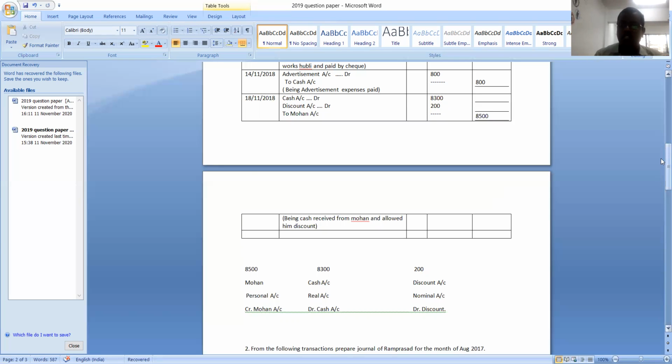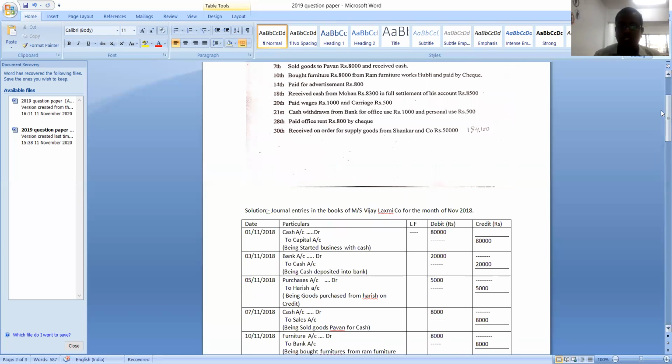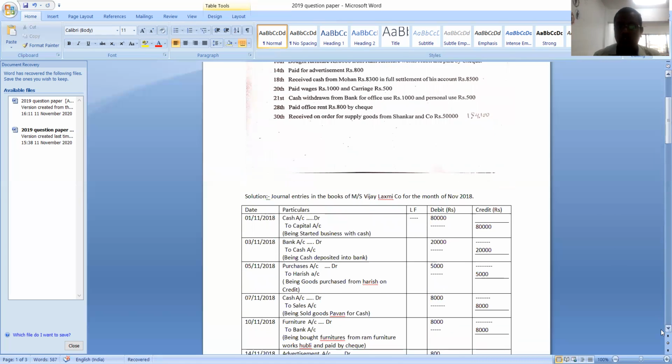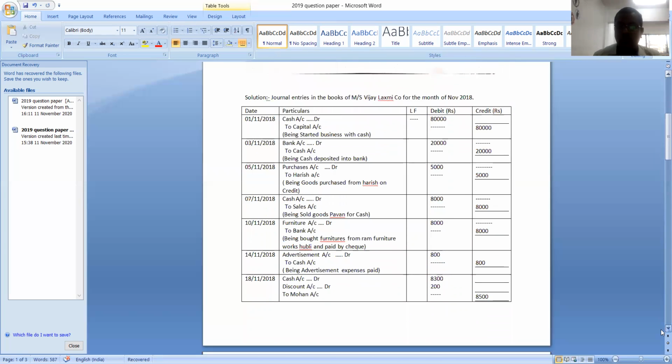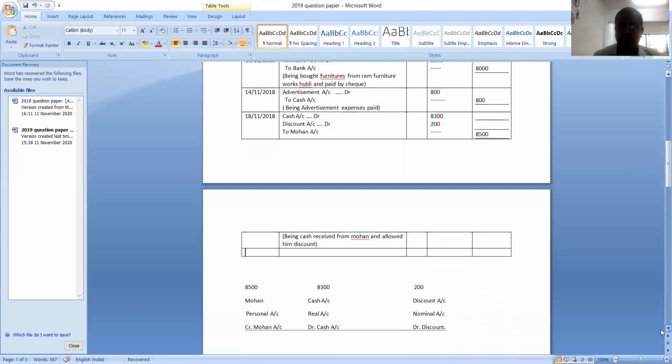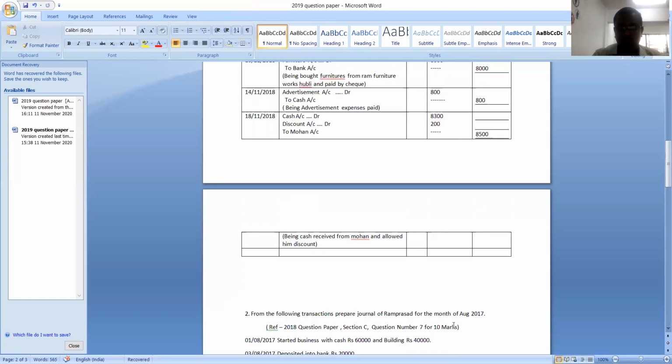Now let us move to the next transaction. Next transaction is dated 20th November 2018. What is the transaction? Paid wages rupees 1,000 and carriage rupees 500. Here they have given two expenses, one is wages rupees 1,000 and carriage rupees 500. So this is also a compound entry. So which are the accounts here?